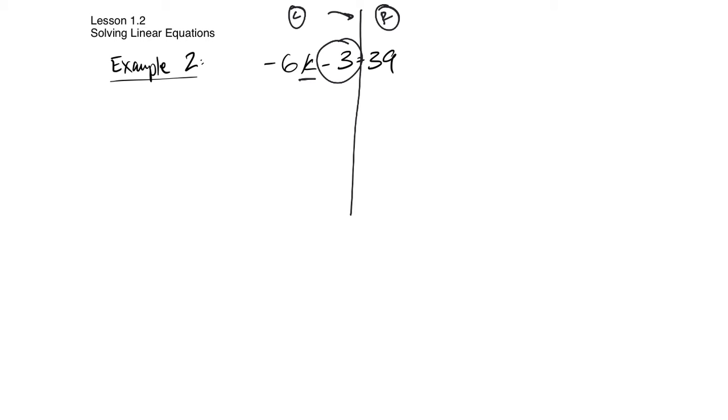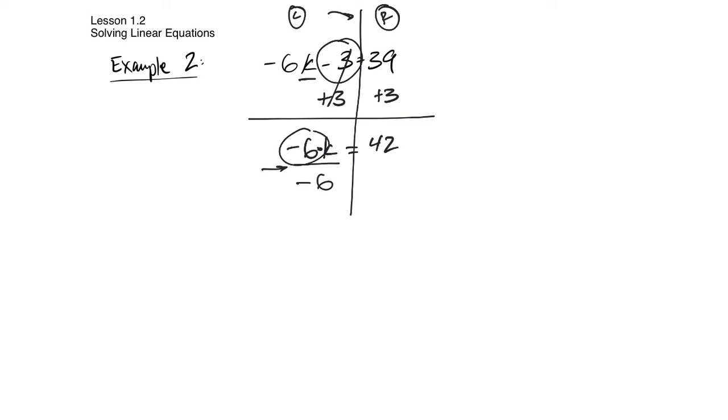First thing I'm going to do is move this negative 3, get rid of it. So I'm going to add 3 to both sides because addition is the inverse of subtraction. Negative 3 plus 3, that's 0. So now I have negative 6k equals 42. 39 plus 3 is 42. I have negative 6 times k. The inverse operation of multiplication is division. That's what that bar is.